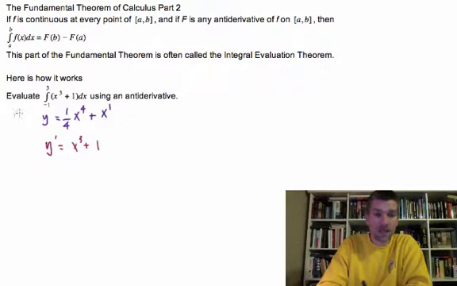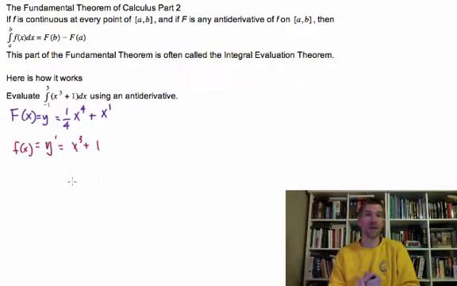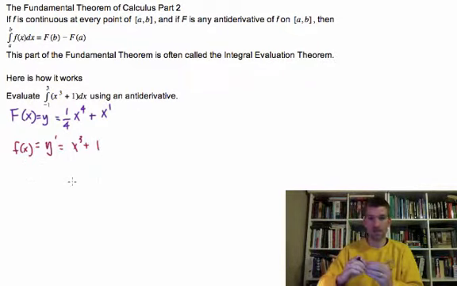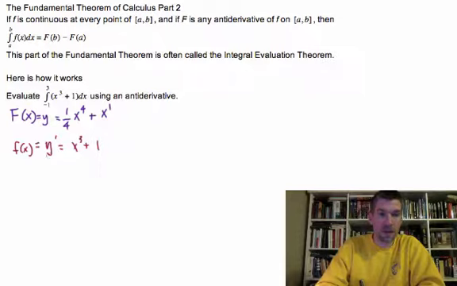Okay. So this guy right here is capital F of x. This guy right here is little f of x. So what we're doing is we're evaluating the integral by finding the antiderivative of little f of x. And now what do we do? Well, now we take this 1/4 x to the 4th plus x, and we evaluate it from -1 to 3. And what's the evaluate part? That's this guy right here.